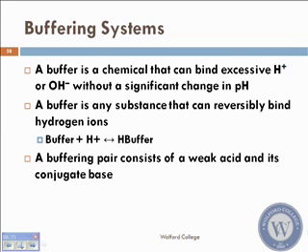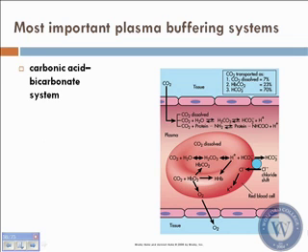The buffer system is a chemical that can bind excessive hydrogen ions or hydroxyl ions without significant change in pH. A buffer is any substance that can reversibly bind hydrogen ions, okay? And the buffering pair consists of a weak acid and its conjugate base. The most important plasma buffering system is the carbonic acid-bicarbonate system, which we're going to talk about more in respiratory physiology.